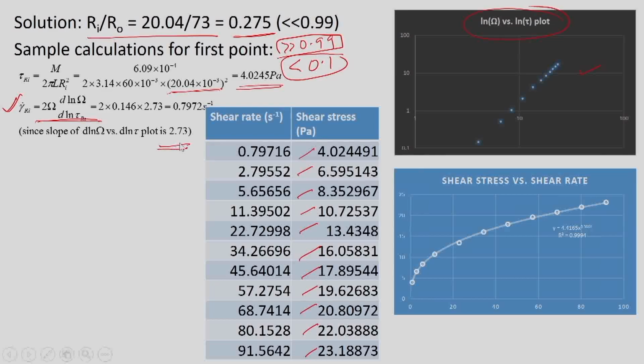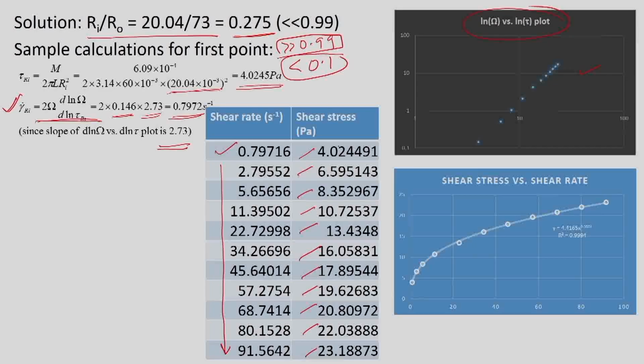get it as 2.73. So, 2 into first data point of omega, which is 0.146 radians per second, multiplied by the slope 2.73, gives 0.7972 second inverse, the shear rate for the first data point. So, this is that value. Similarly, one has to construct all remaining corresponding shear rate information and tabulate them here, right.